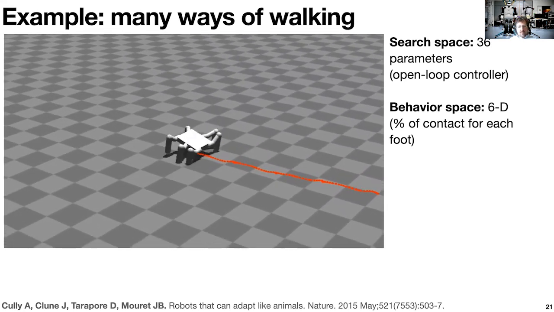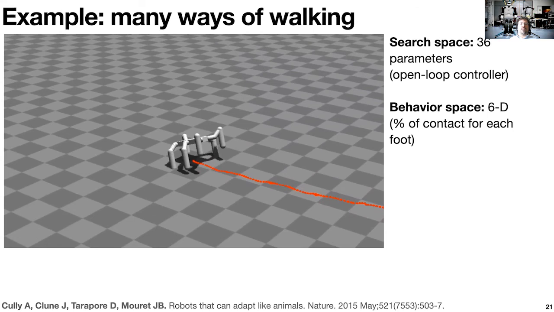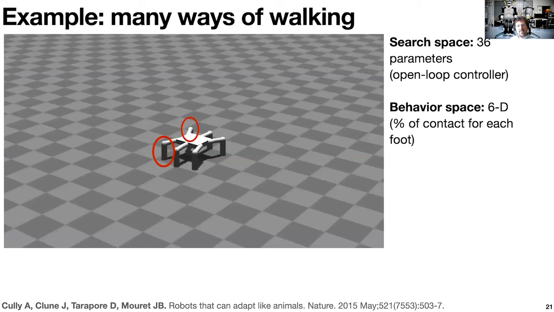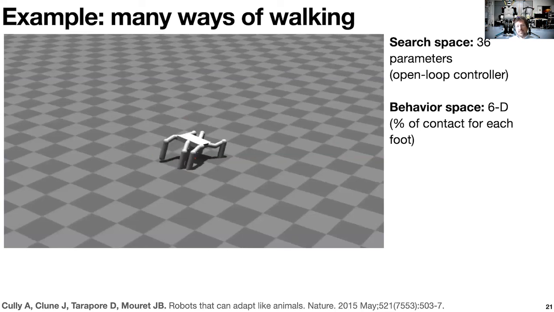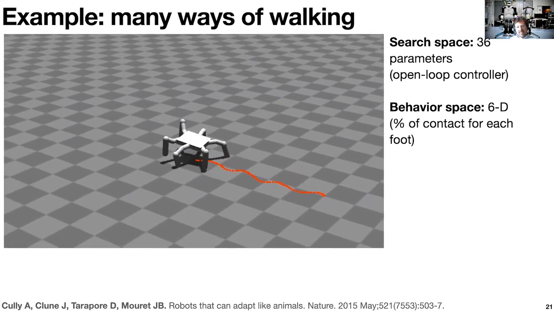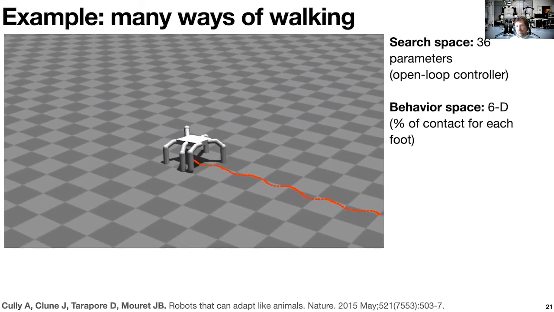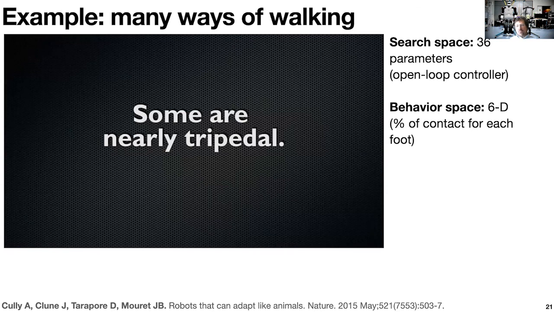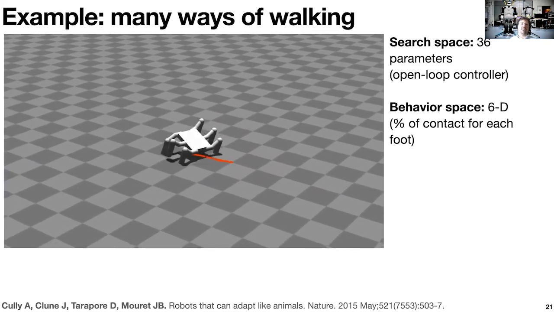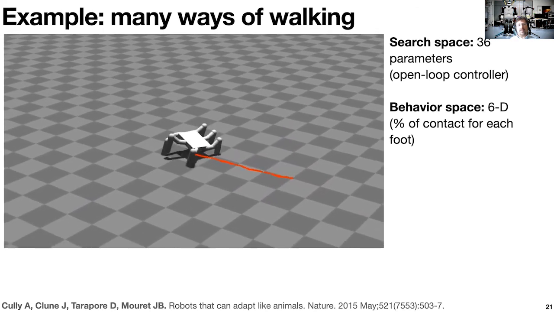But what we are looking for are many different ways of walking. That's why it's interesting. It's not only about finding the best way of walking, it's finding the best way of walking by not using the front legs, the best way of walking by using only the back legs, the best way of limping. So it's much more diverse at the end. It's many ways of solving the same problem.